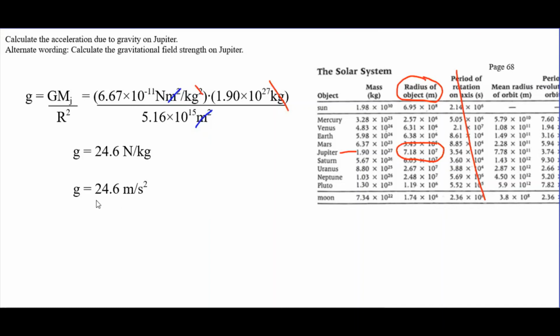And yeah, so its gravitational field on Jupiter's surface is not even 3 times that of Earth, but it is a gas giant, so there's not a lot of mass there. Yeah, so there's that.